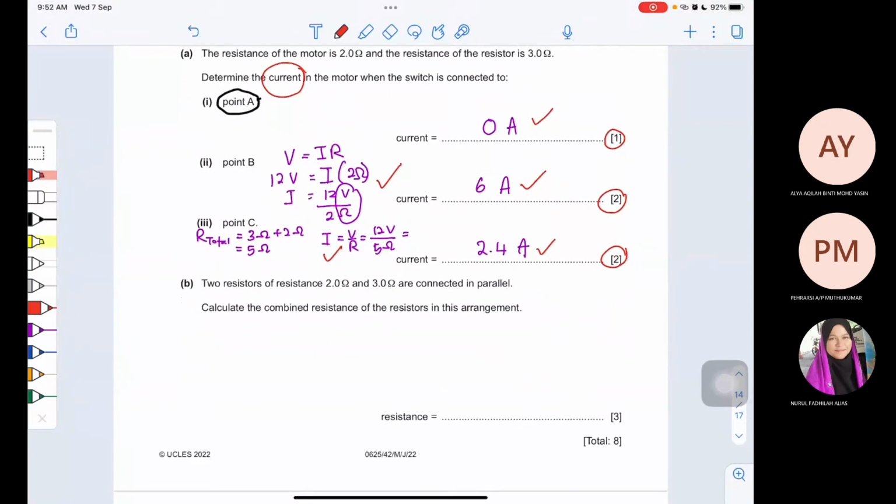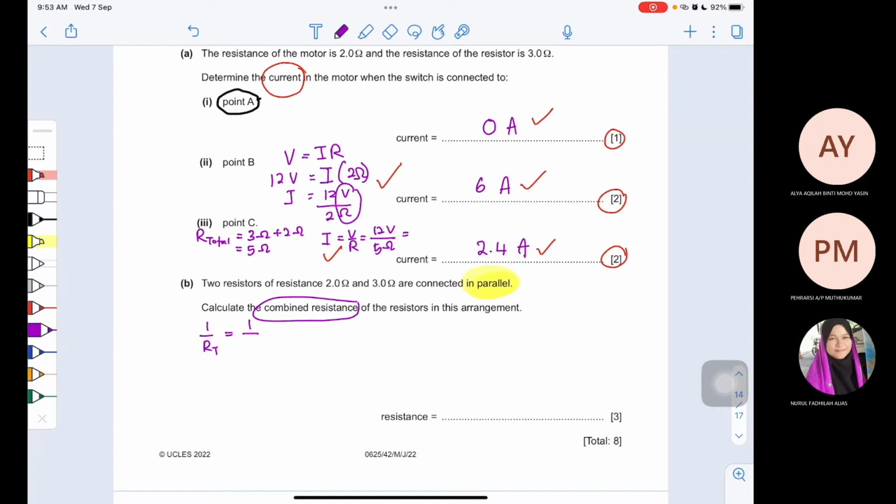The two resistors of resistance 2 ohm and 3 ohm are now connected in parallel. Okay. Calculate the combined resistance of the resistor in this arrangement. Okay, so macam mana? Connected in parallel. Jadi when they are in parallel, okay, so that's easy. Kita ada formula 1 over R total. Sebab dia nak combine resistance only.